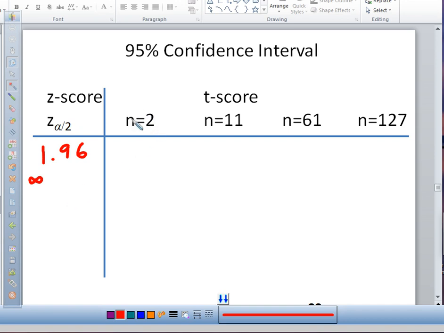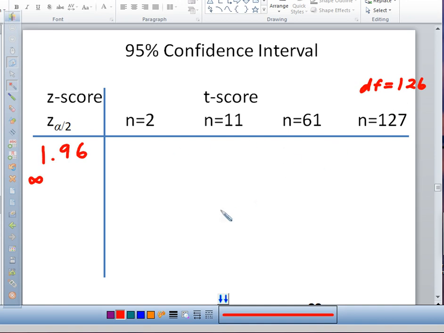But also, I want you now to find the t-scores for n is 2, 11, 61, and 127. So when you get 127, then your degrees of freedom would be 127 minus 1, so it'd be 126. If you look at your table, your options are going to be 120, and the next one is like 500. So which one is 126 closer to, 120 or 500? Make that determination and find these scores.